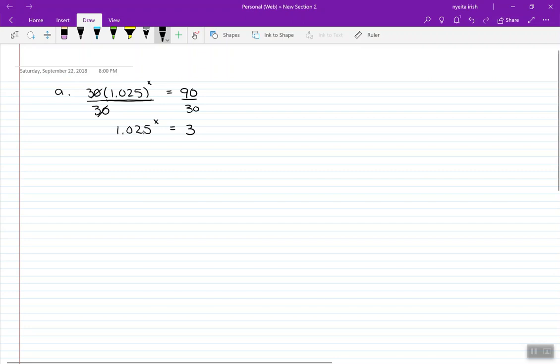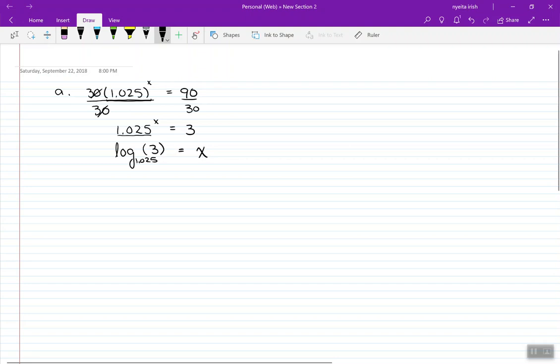Now we're done with division because that x is not hooked to the 1.025 by multiplication. That's an exponent. So the only thing that can cancel out an exponent is a logarithm. So we're going to start with log. When you start with a log, you've got to figure out the base. The hint is the base of the exponent is the base of the logarithm. So log base 1.025 of 3 equals the power. Logarithms always equal the power, or the exponent, on the other side.